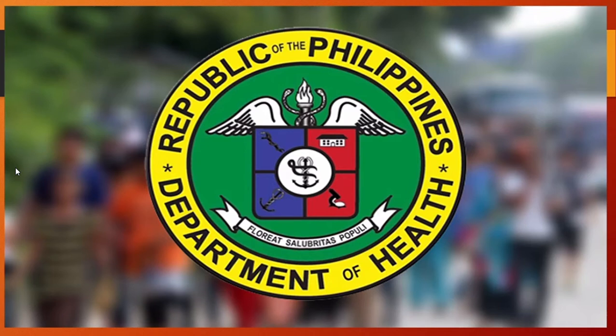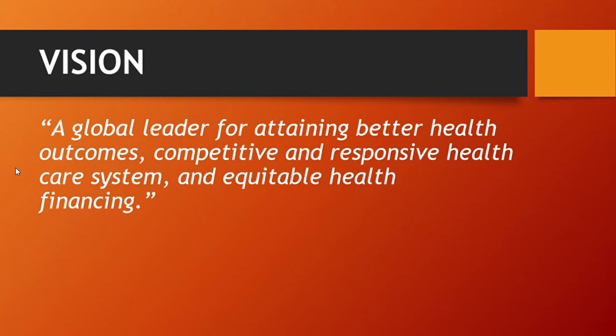So what is the vision of the Department of Health? The vision of the Department of Health is to be a global leader for attaining better health outcomes, a competitive and responsive healthcare system, and equitable health financing. One of the ways of achieving this vision of the Department of Health is universal healthcare.